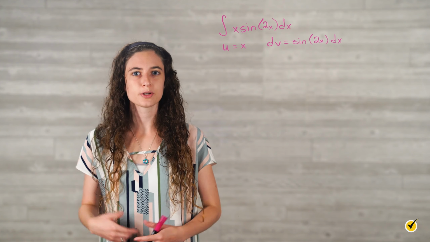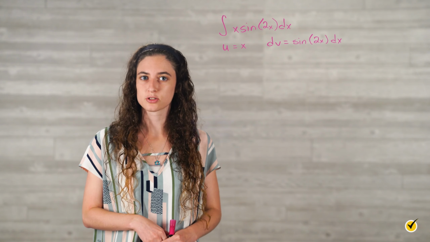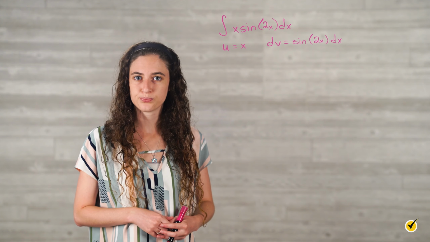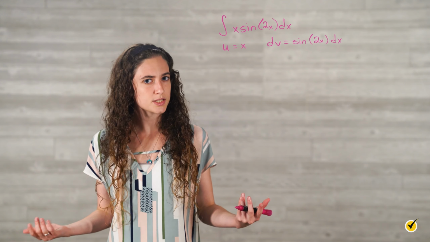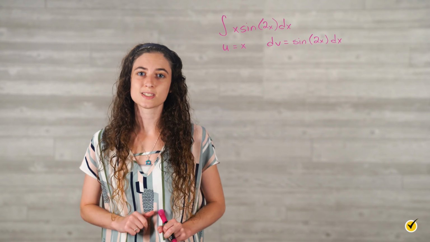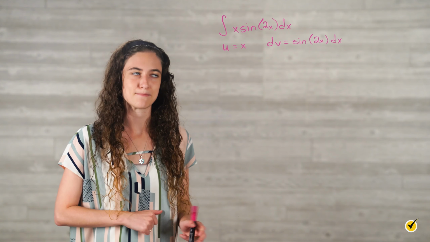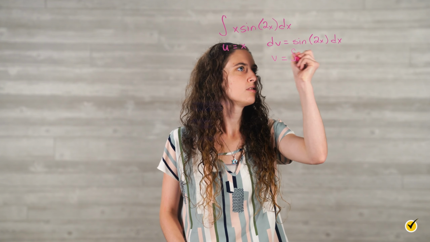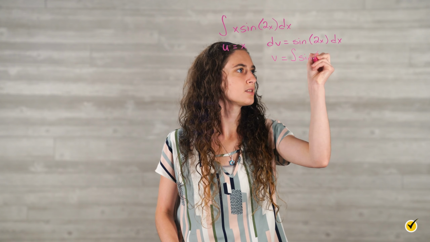In order to determine our solution using the integration by parts formula, we need to calculate u times v and the integral of v du. We know that u equals x, but what is v? To find v, we just need to take the antiderivative of dv. So v is equal to the integral of sine of 2x dx.